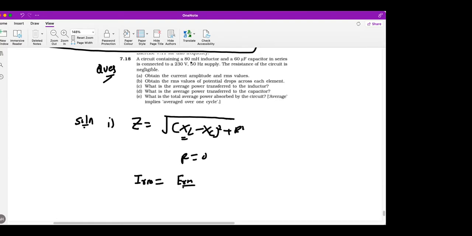This is ERMS. Once you get ERMS divided by Z, you have IRMS. Current amplitude means peak value. For peak value, you can use this relation that RMS value is I naught divided by root 2. Fatma, you're not solving.